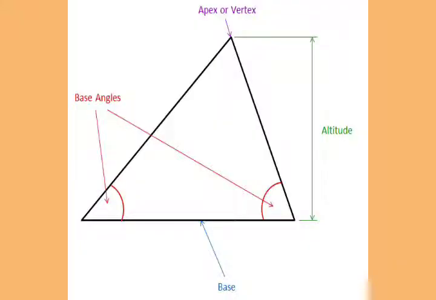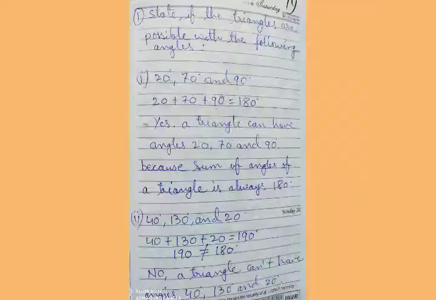So question number 1. State if the triangles are possible with the following angles. Subpart 1, 20 degrees, 70 degrees and 90 degrees given. So what we will do, we will add. After adding we will get 180 degrees. So yes, a triangle can have angles 20 degrees, 70 degrees and 90 degrees because the sum of angles of a triangle is always 180 degrees.